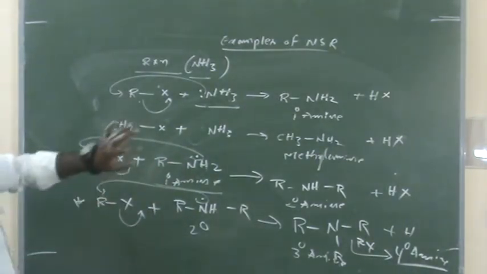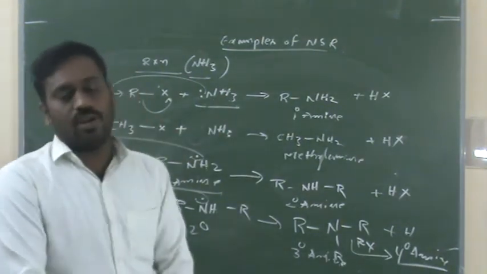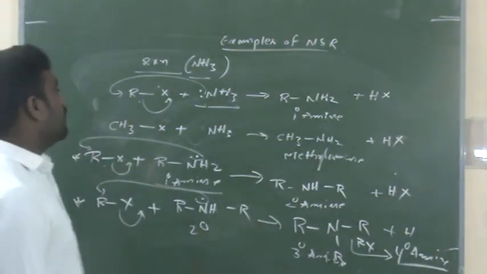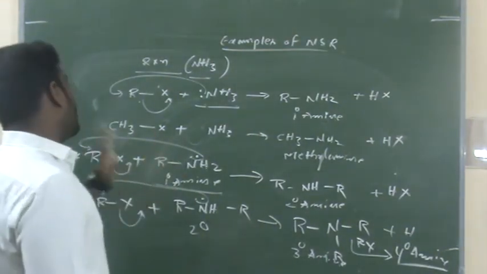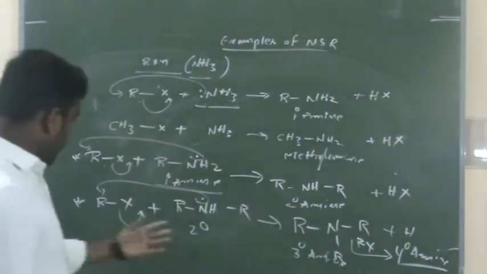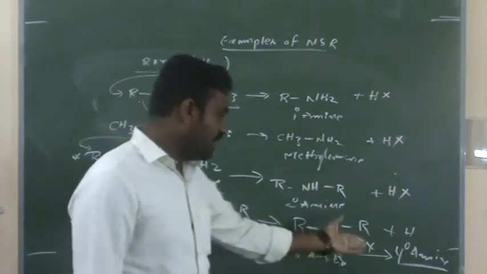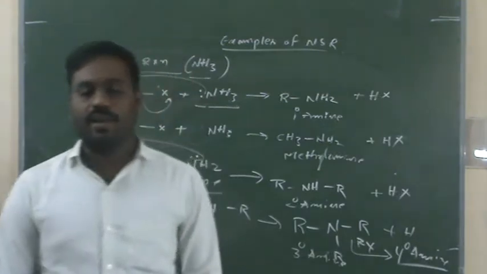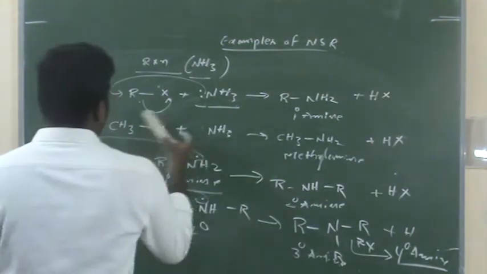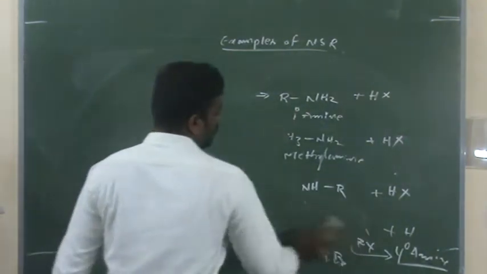So ammonia reacts with 1 mole of alkyl halide, we get a primary amine. The primary amine reacts with another alkyl halide, we get a secondary amine. This secondary amine reacts with another alkyl halide, we get a tertiary amine. This tertiary amine reacts with another alkyl halide, we get a quaternary amine. This entire process is called ammonolysis.